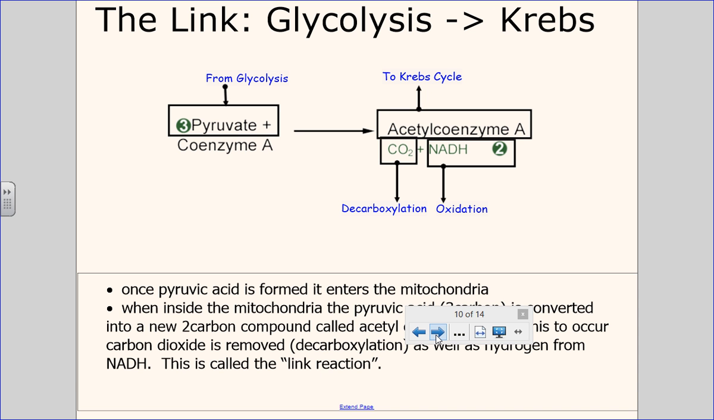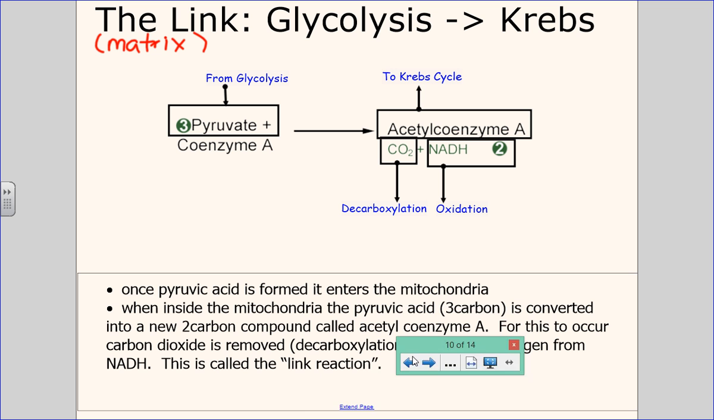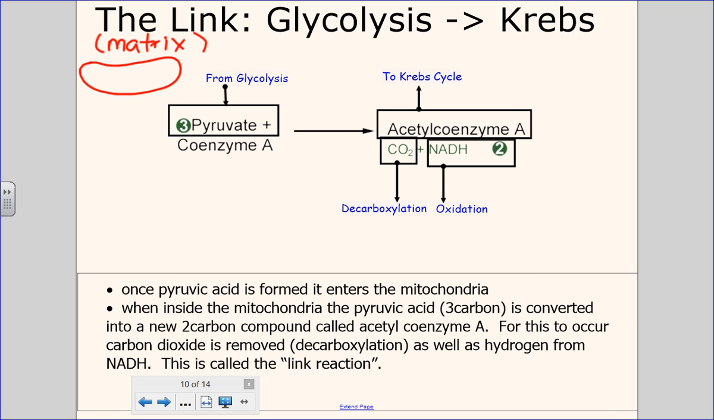So for me to get from glycolysis to the Krebs cycle, there's what we call the link reaction. The link reaction happens in the matrix of the mitochondria. So if I look at my mitochondrion, it's kind of an ovally shaped thing. It's got the wavy line. The matrix is the inner portion. It's the fluid on the inside. So we could compare the matrix of the mitochondria to the stroma of a chloroplast.